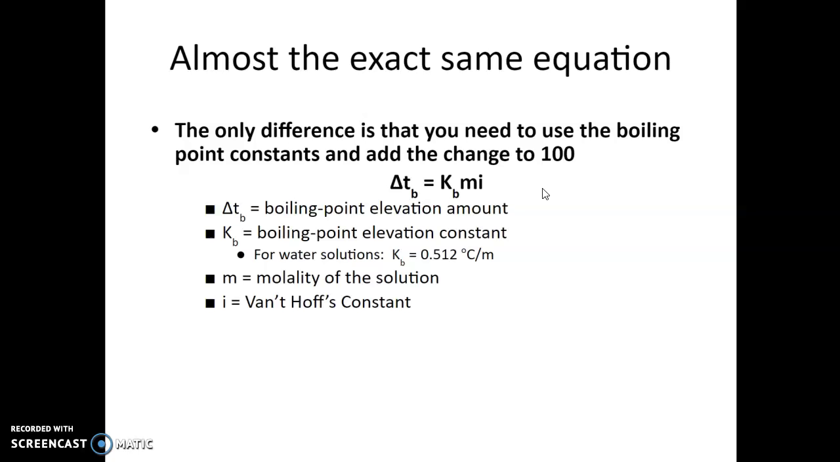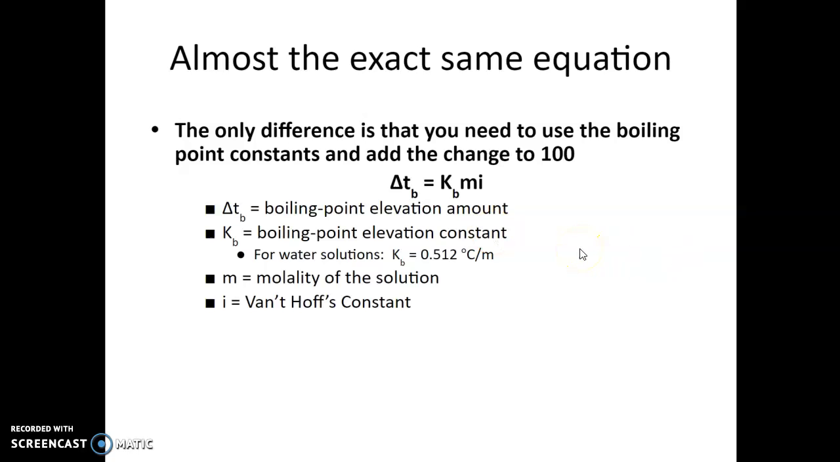So, the only difference is that you're going to be using the boiling point constant and add the change to 100. So, we have boiling point elevation, delta TB, the change in boiling point, is equal to the boiling point elevation constant, which for water is always given to us as 0.512 degrees Celsius per molality, times molality of the solution times Van Hoff's constant. So this is the exact same equation. The only difference is we're dealing with boiling point, not freezing or melting point.